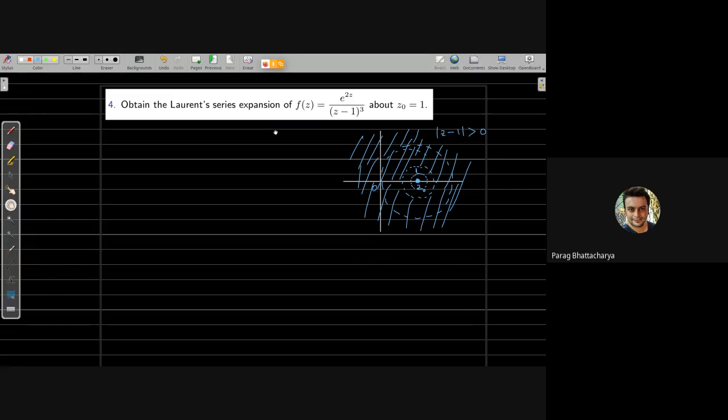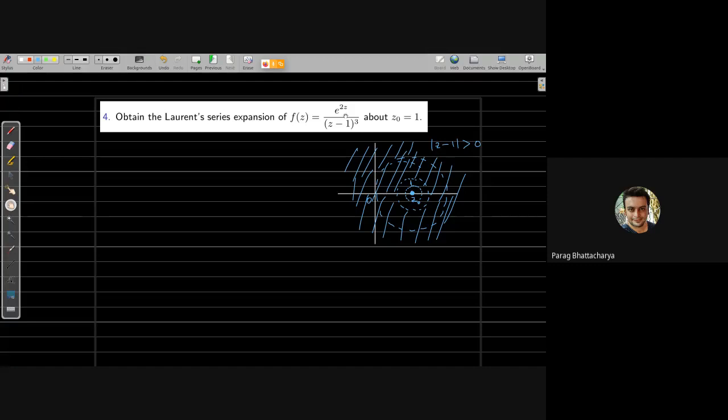So problems like this, how do we go about solving them? In this problem, we have e to the power z, an exponential function. So one way I could do that is, in such problems, whatever z minus 1 is raised to the power 3 in the denominator, just make a substitution of variables.